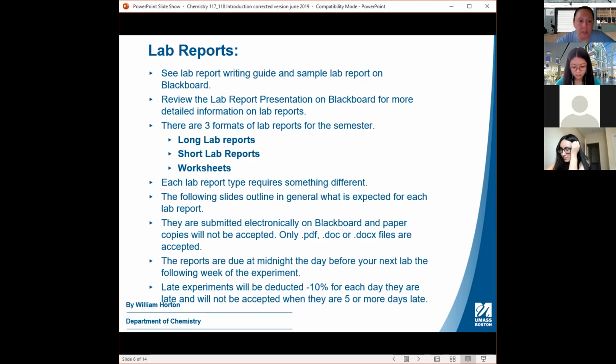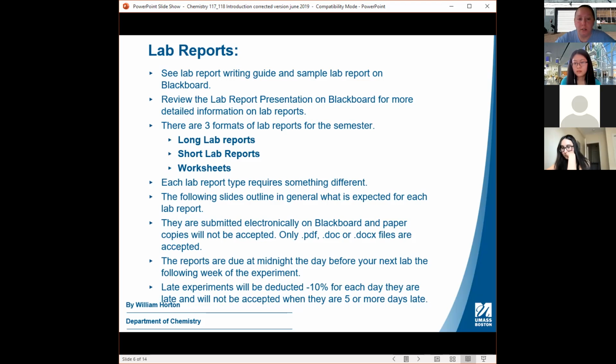The lab reports will be submitted on Blackboard. The lab reports for the Monday labs will be due at 11:59 p.m. on Thursdays. The Wednesday lab, those reports will be due Saturdays at 11:59 p.m. So the short lab report for today's lab on the limiting reagent will be due this Saturday at 11:59 p.m.